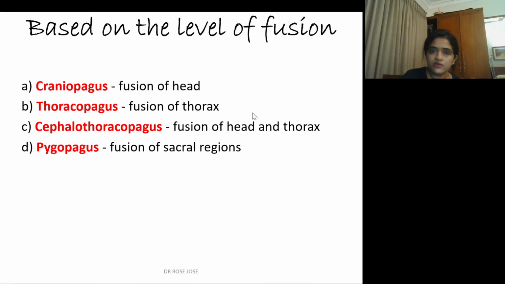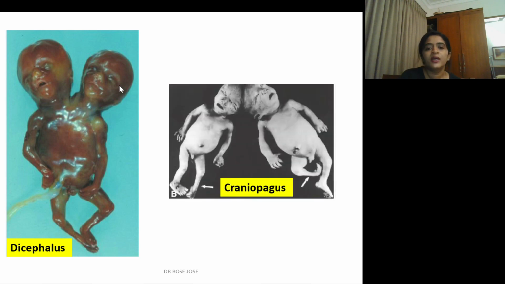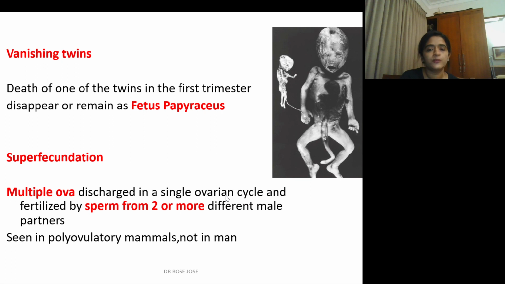Now, based on the level of fusion we have just discussed, craniopagus if it is fused at the head, thoracopagus if it is fused at the thorax, cephalothoracopagus if there is a fusion of head and thorax, and pygopagus if there is a fusion in the lumbosacral region. Now, this condition is known as dicephalous. There is a single fetal body but two separate heads. And here you can see two heads and two separate bodies, but the heads are fused. That is known as craniopagus.